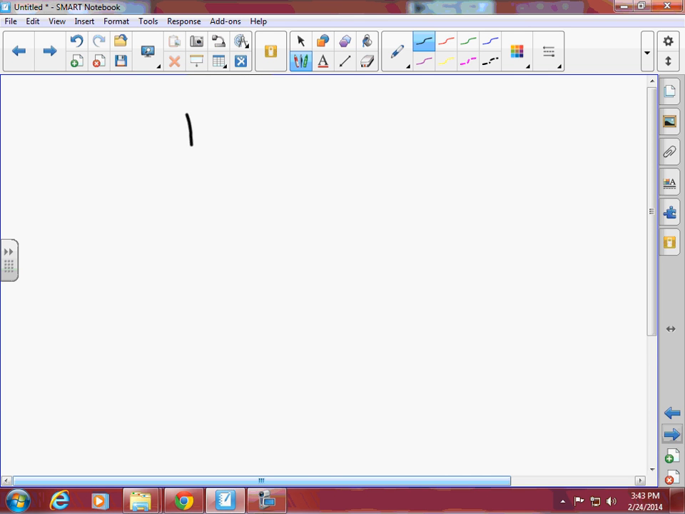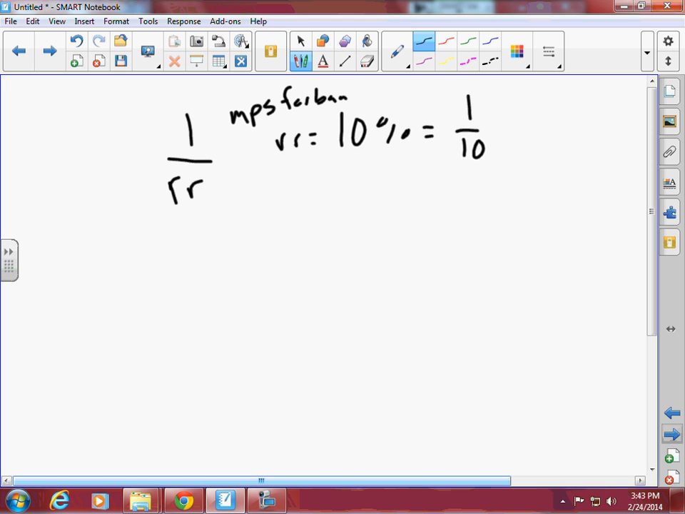And the money multiplier is just 1 over the required reserve ratio. So, if the required reserve ratio is 10%, well, you can think of that as a fraction. It's 1/10. The reserve ratio is really just the MPS for banks. And if you remember, the MPS gave us our multipliers before. So the MPS for banks is 1/10. So the money multiplier is going to be 10. If it was 20% or 1/5, the money multiplier is going to be 5.